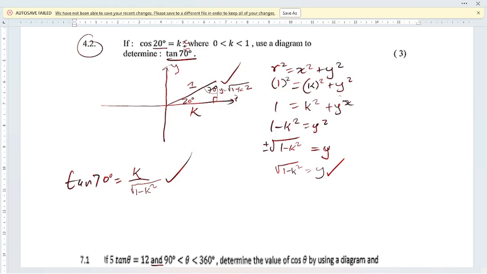If you don't show me the Pythagoras theorem, then you must go and show me. So if you write that the value of y is the root of 1 minus k squared, then it means you used Pythagoras theorem. I'm going to award you 1 mark. Then for completing all the diagram in this quadrant, you get 1. Then for writing the answer, you get 1.